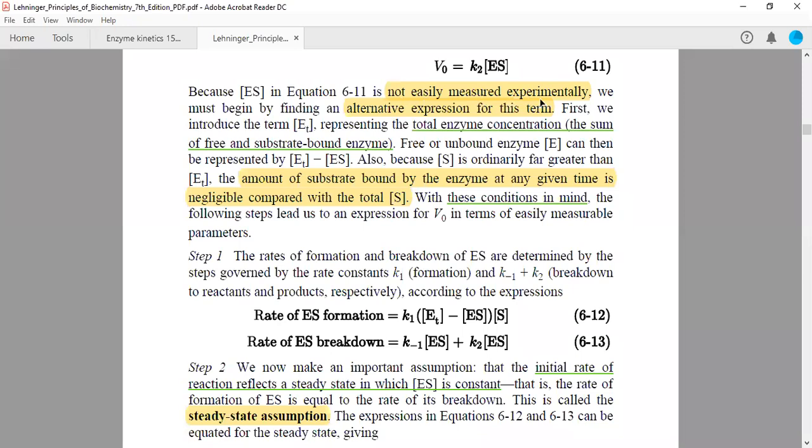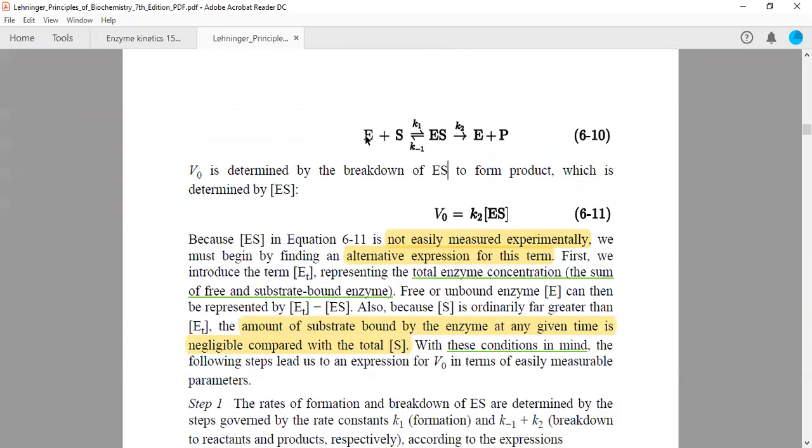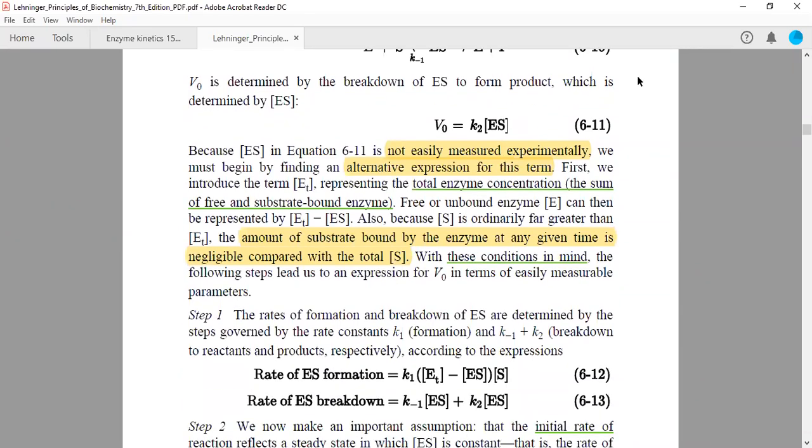It is not easily measured experimentally, because we only know the enzyme concentration, we know the substrate concentration, we know the product is released and the enzyme is again free to bind with another substrate. But we cannot measure experimentally how much enzyme substrate complex is being formed, because this is an intermediate. So therefore we need to simplify this value so that we can get some good values instead of this ES. So we need to find an alternative expression for this term, that is ES.